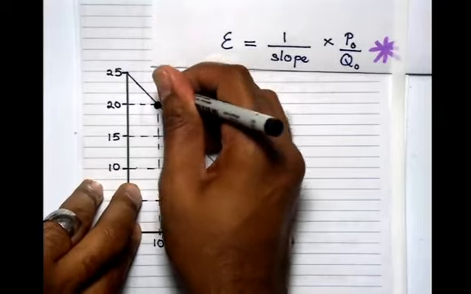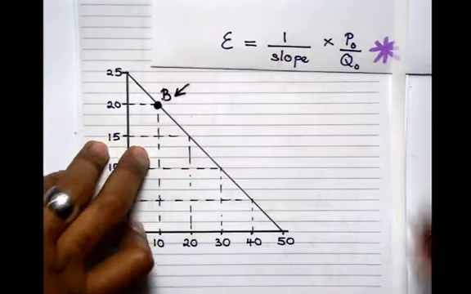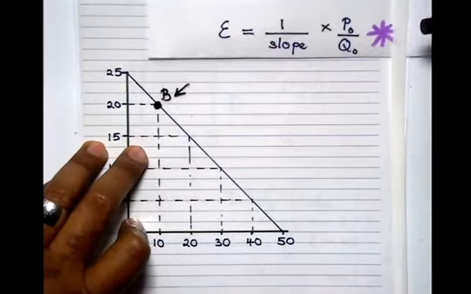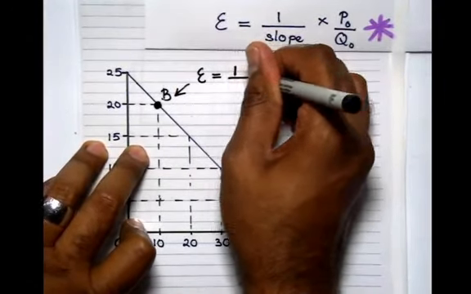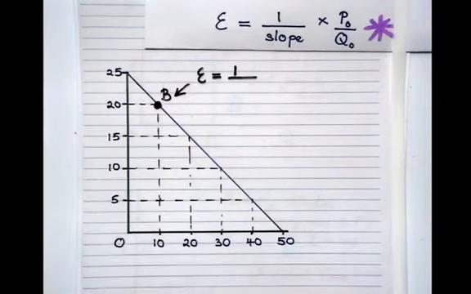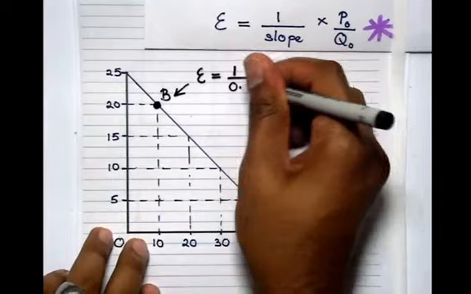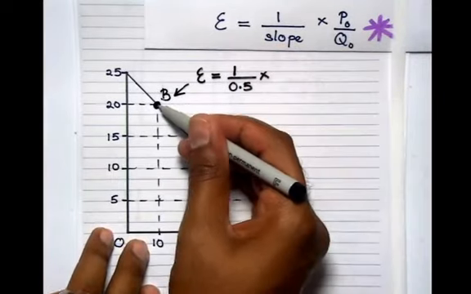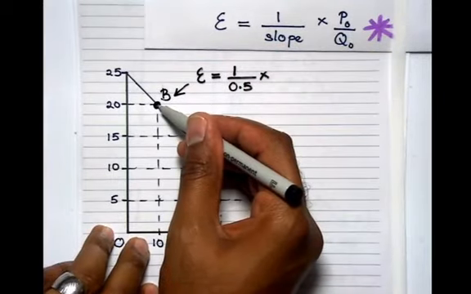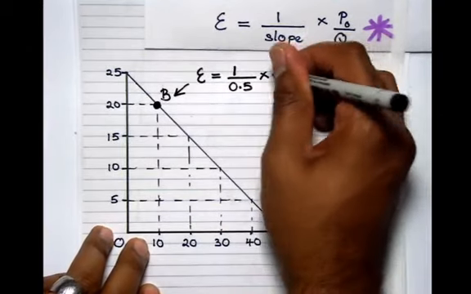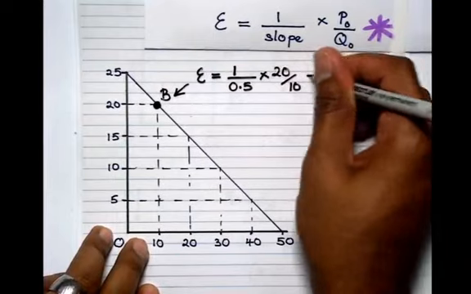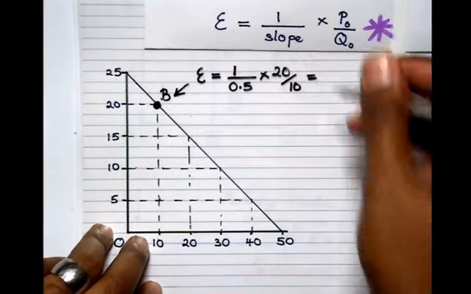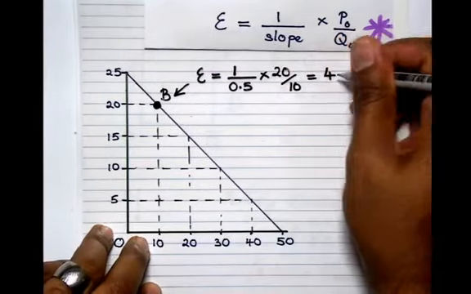Okay. Let's call this point B. How much is the elasticity? Elasticity equals 1 divided by the slope. How much was the slope? 0.5. What is the price at B? 20. What is the quantity at B? 10. 2 divided by 5 equals 4.